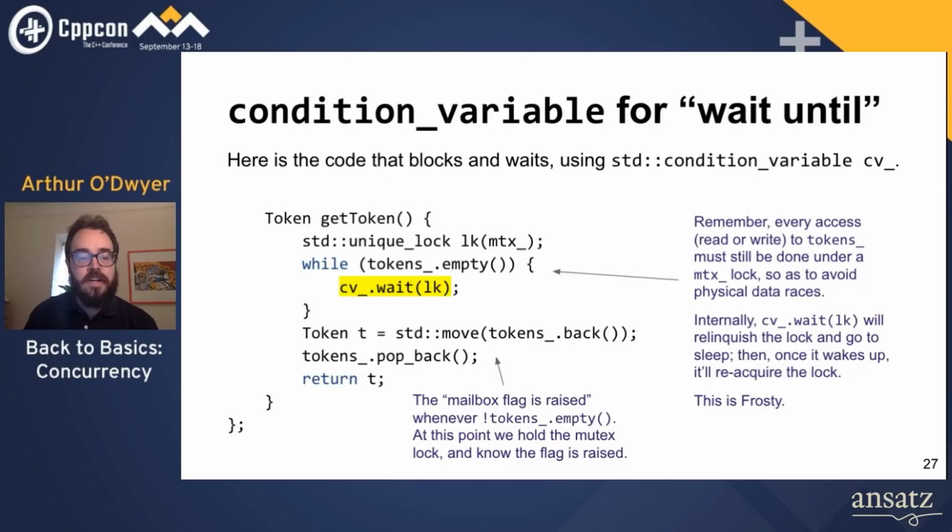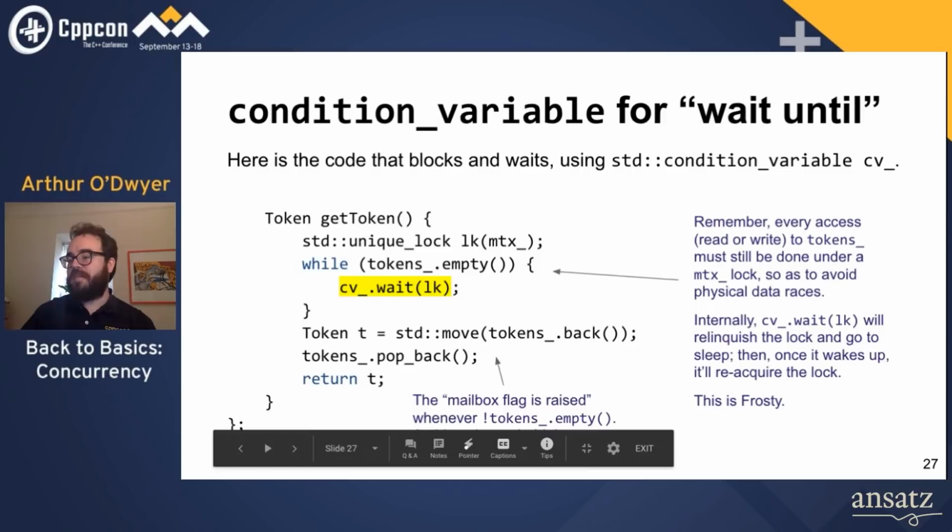It will wait until it has done so, and then it will return to us. So when it returns, we still have the lock. We dropped it while we were asleep, but now we have the lock again. And again, we can look and see if anyone has gotten the mail for us. We drop out of the loop, assuming there is some mail for us. We pop something off the back of tokens, and we return that token to our caller. So this is our condition variable.